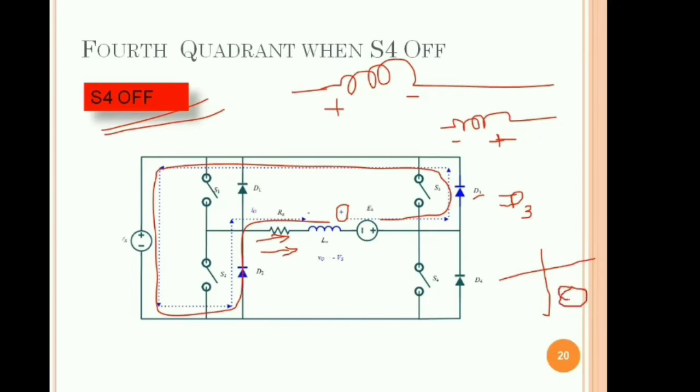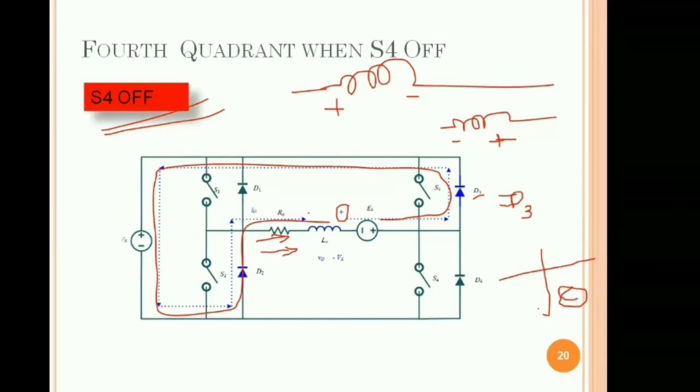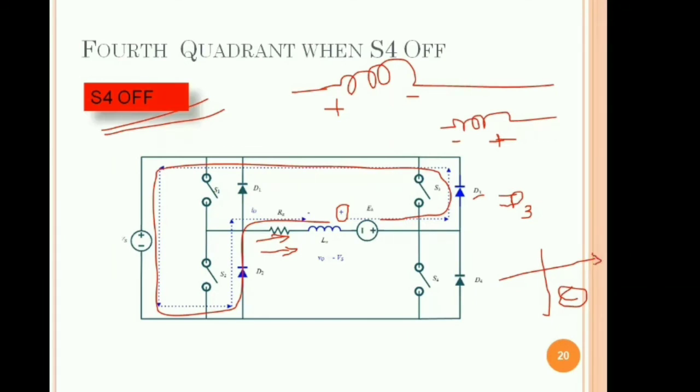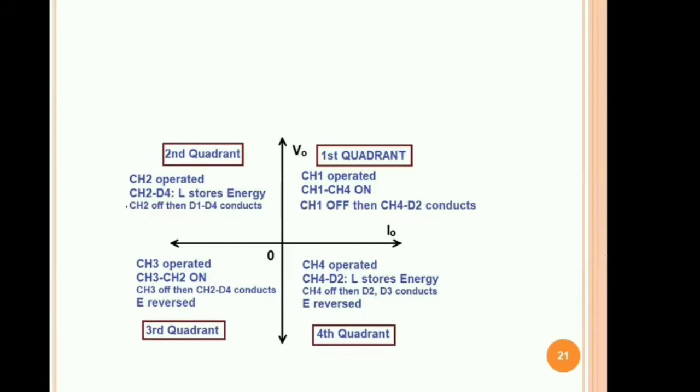So this is the fourth quadrant operation, which we are achieving while maintaining the current as positive. Right? So here we have seen four quadrant operation. As a simplified rule, for the first quadrant, chopper switch S1 is operated, maintaining chopper 4 always on.